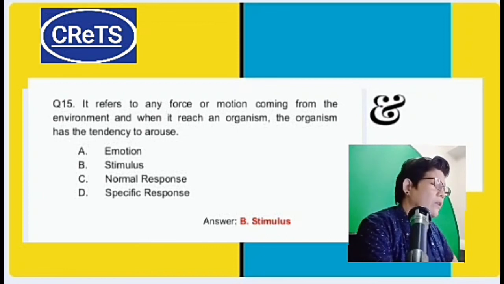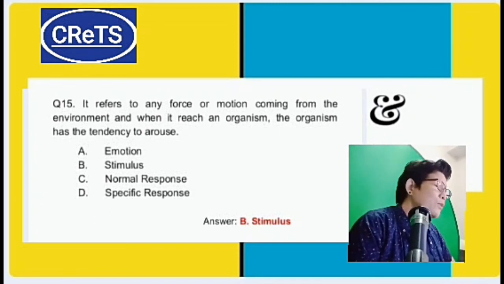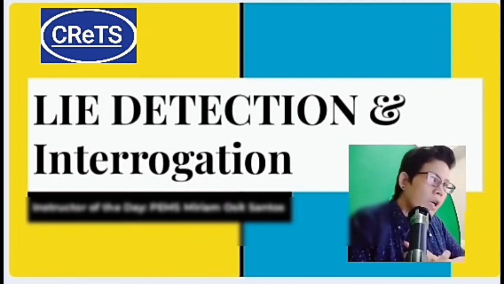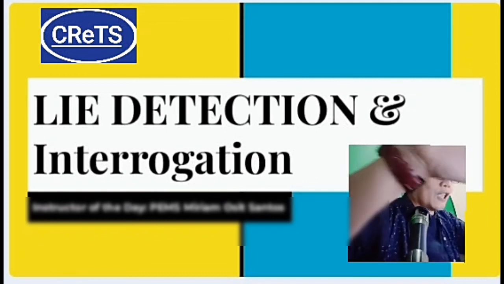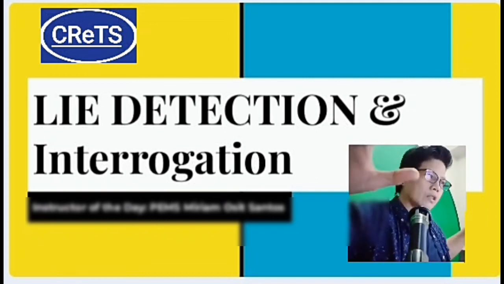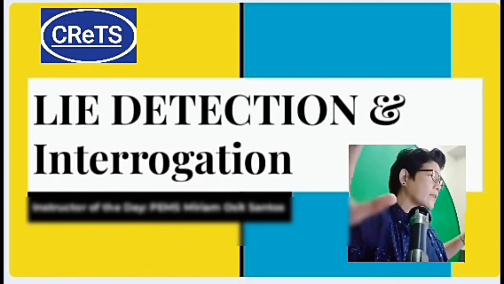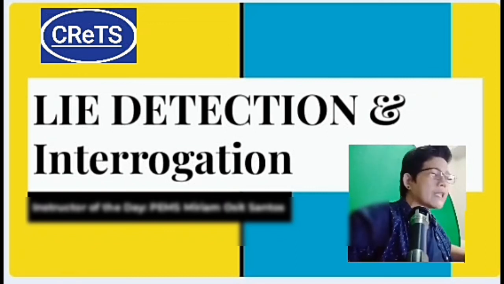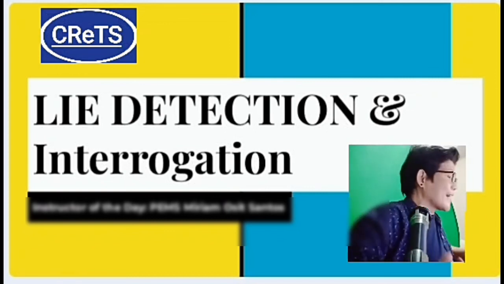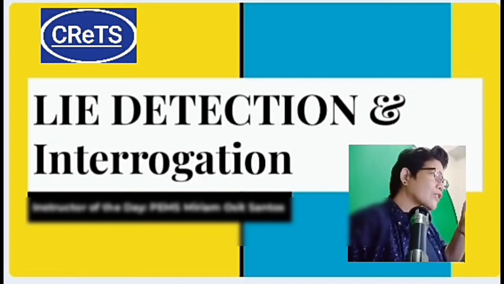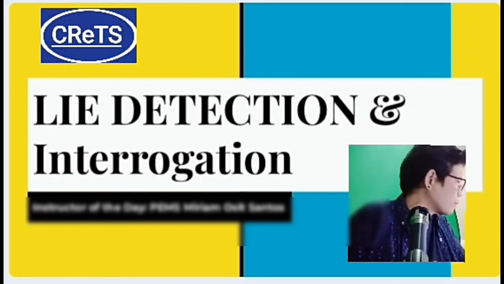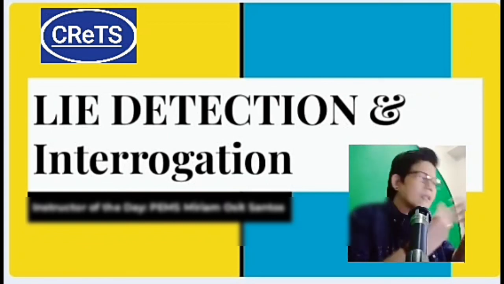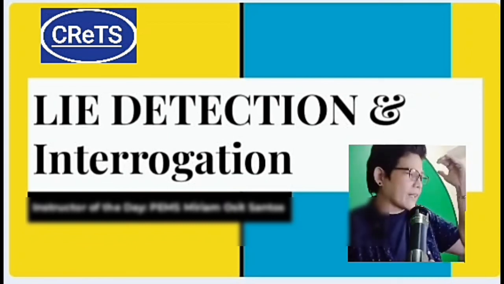Okay, congratulations sa mga sumagot ng letter B. Magandang sagot yan. Ang tinatanong po dito, class: it refers to any force or motion from the environment, mga pali-paligid mo. And the organism has the tendency to arouse. That will make you feel lively, yung gaganaan ka, yung mabubuhay yung kalamnan mo because of these organisms from the environment. Ito yung mga tendency na ganahan, tumaas yung adrenaline mo.